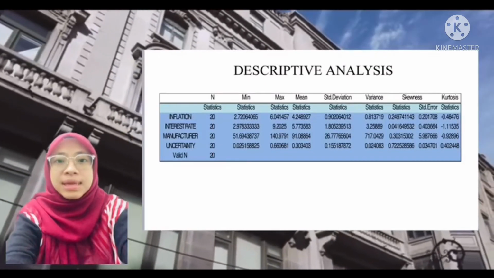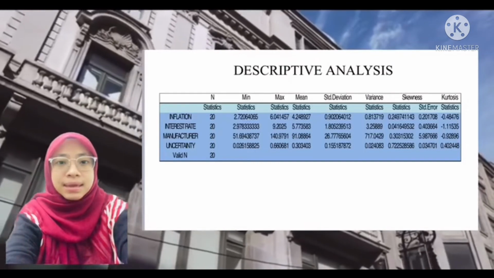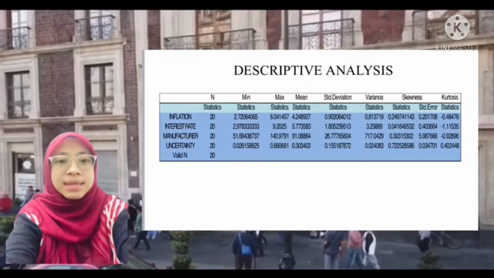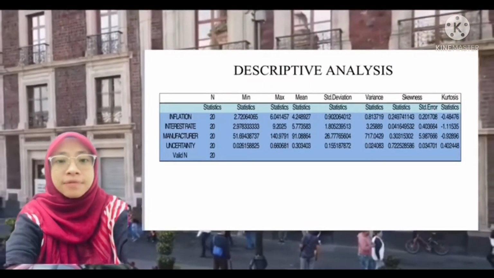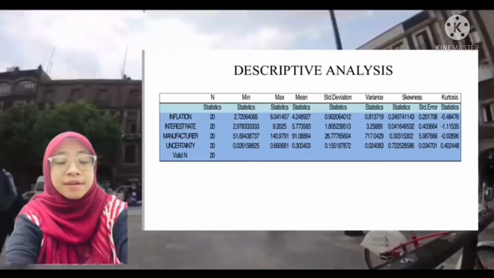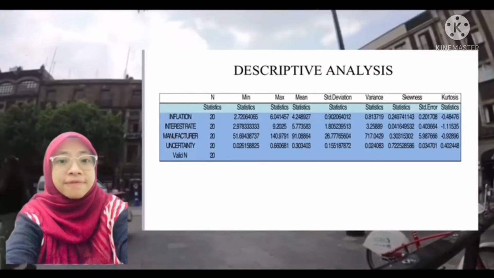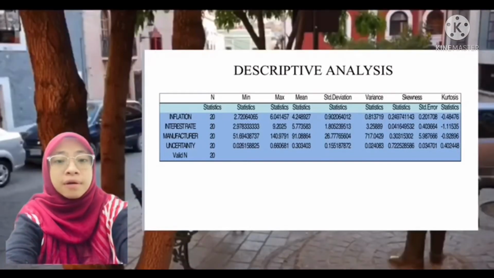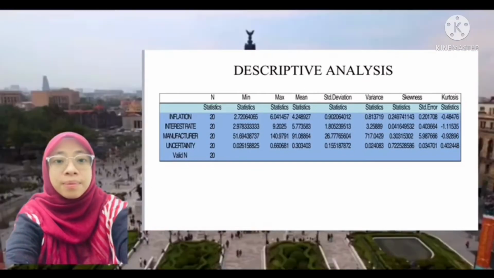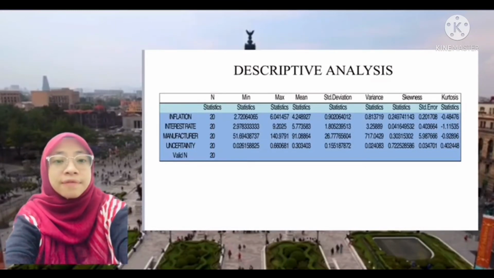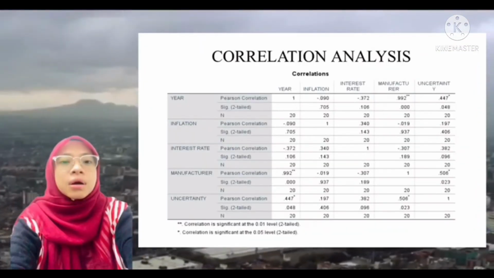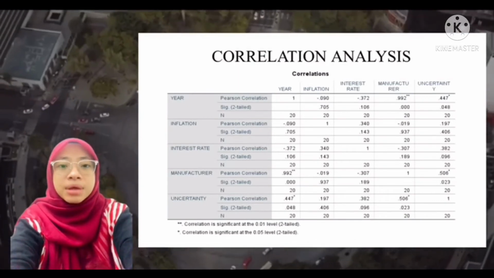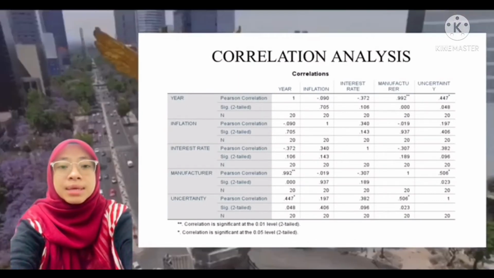Next, we move to the next part, which is the analysis in the study. The first one is descriptive analysis. Each variable has 20 sets of data, which represent the annual data for 20 years. Inflation is the value of the Mexican peso, on average 4.248927 for every US dollar. Therefore, the average interest rate for the Mexican peso over 20 years is 5.773583.